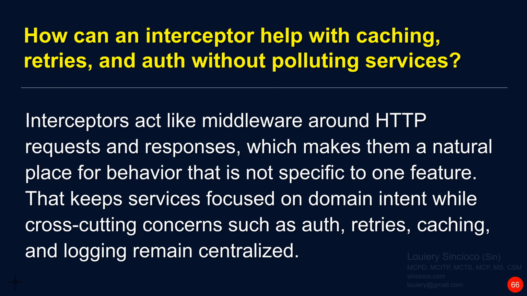How can an interceptor help with caching, retries, and auth without polluting services? Interceptors act like middleware around HTTP requests and responses, which makes them a natural place for behavior that is not specific to one feature. That keeps services focused on domain intent, while cross-cutting concerns such as auth, retries, caching, and logging remain centralized.